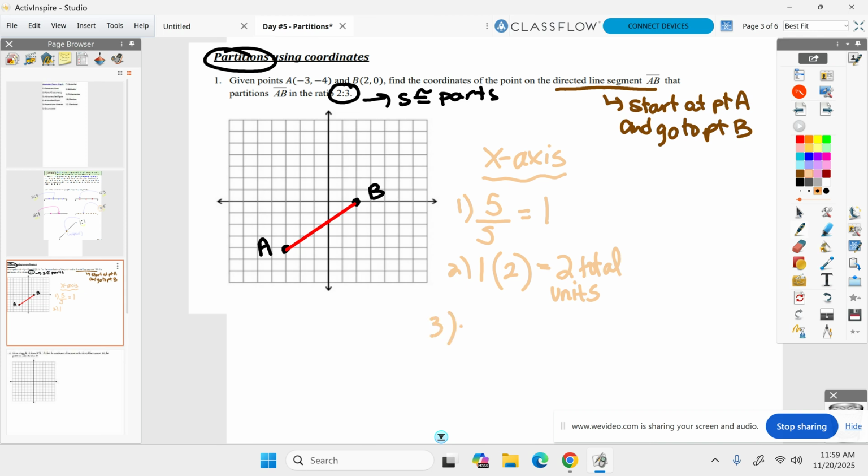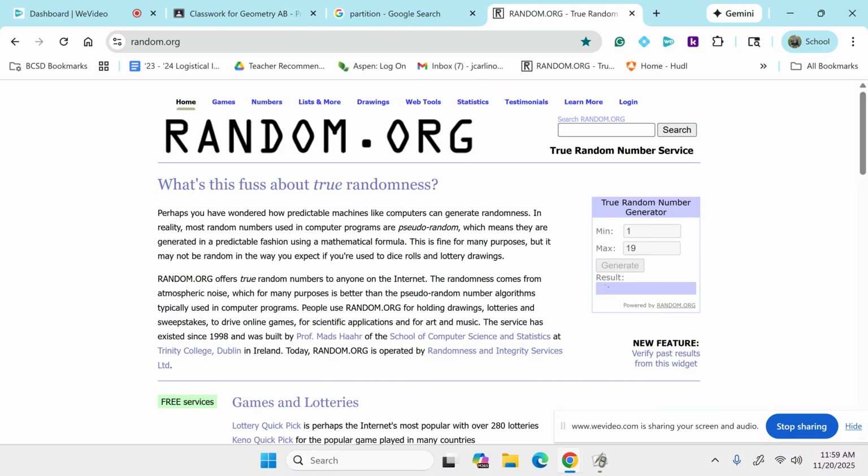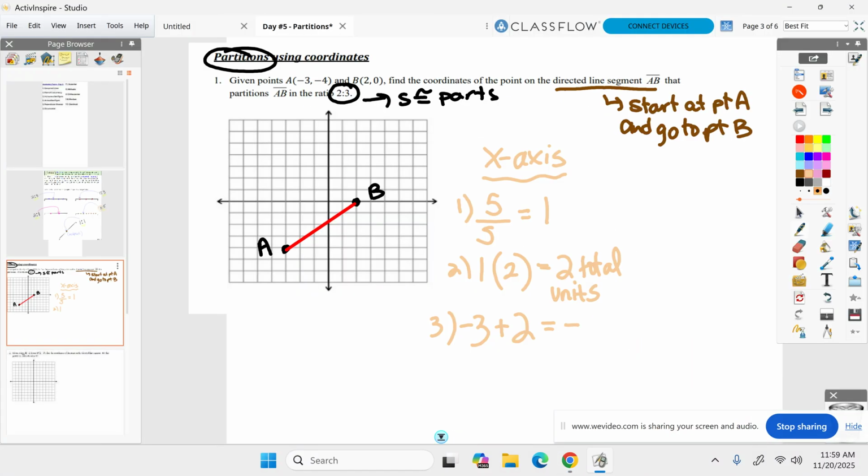-3. So from -3, it says you better go over 2 units to get to that point. Okay, so that's what 2 total units means. From wherever you started, go that many units. And where do I end up on the x-axis? 1 less. Sophia, where do I end up? I end up at -1 on the x-axis. I still need to pair it with a y in a minute.